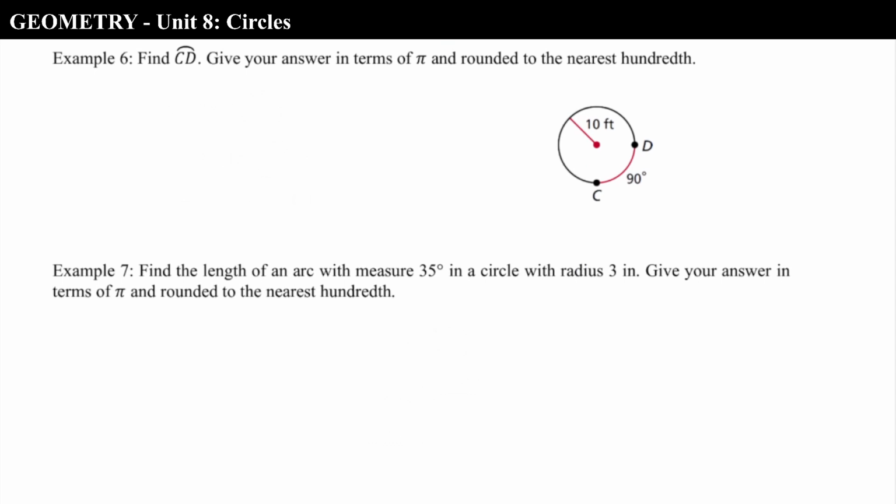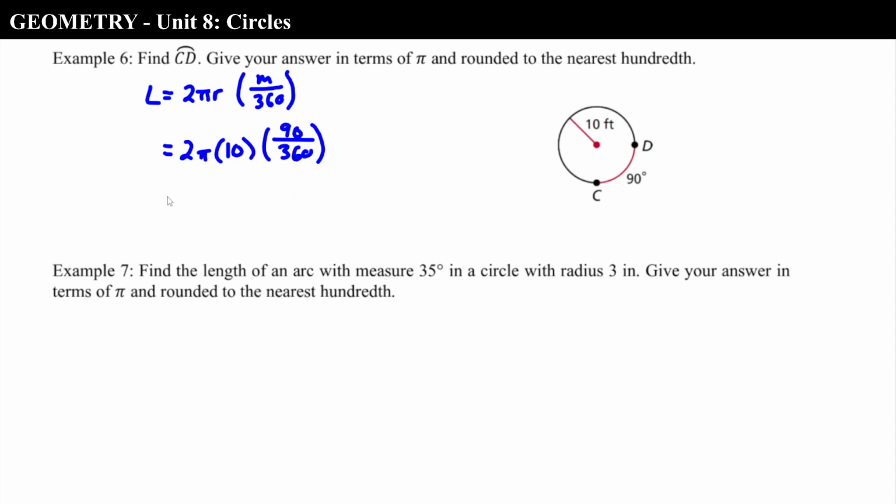In example 6, we want to find CD. We want to find this arc length. And we're going to give our answer in terms of pi and rounded. So we have L equals 2 pi r times m over 360. So again, we need our radius. So our radius here is going to be 10. And our angle is going to be 90. So we have 90 over 360.